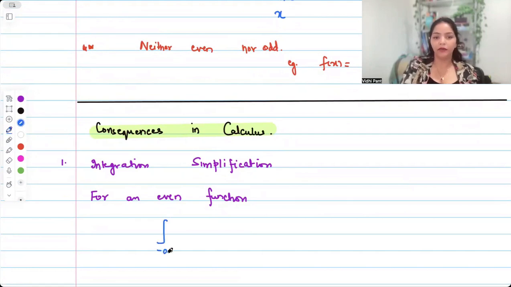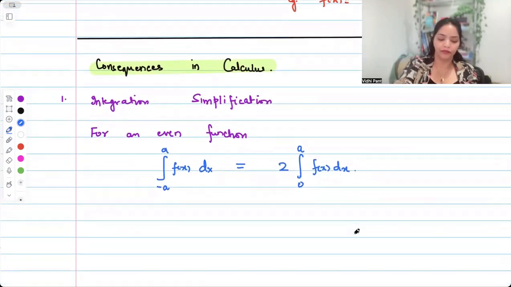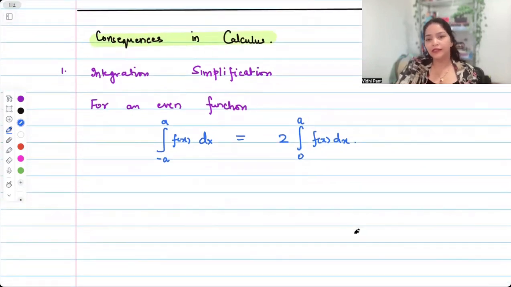the area from -a to a of f(x) dx, or integral -a to a f(x) dx, is equal to twice of integral from 0 to a f(x) dx. And this is happening because the area from -a to 0 is the same as area from 0 to a. So it's just because it mirrors it. So therefore, what you get is twice.